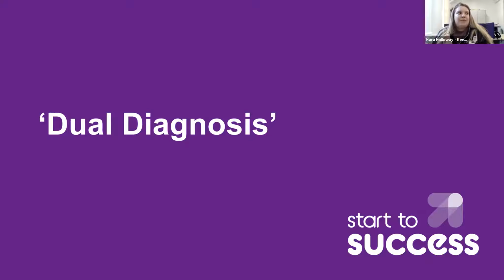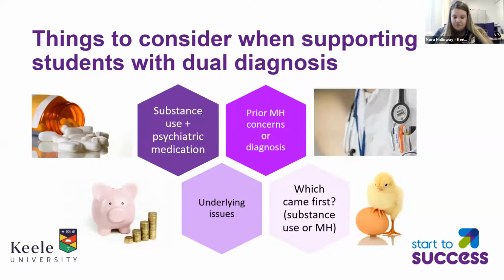But I'm going to talk to you a little bit now about what typically would happen if someone was diagnosed with dual diagnosis, so if they're presenting issues with mental health concerns and also drug and alcohol concerns, and what this typically would look like. But before I do that, I just wanted to share a couple of things that you should consider if you find that you're having to support students that may have dual diagnosis, so both issues with their mental health and also with substance misuse.